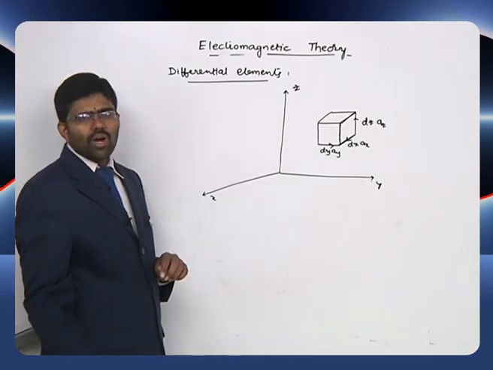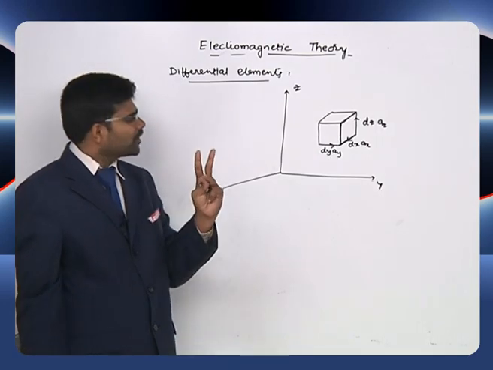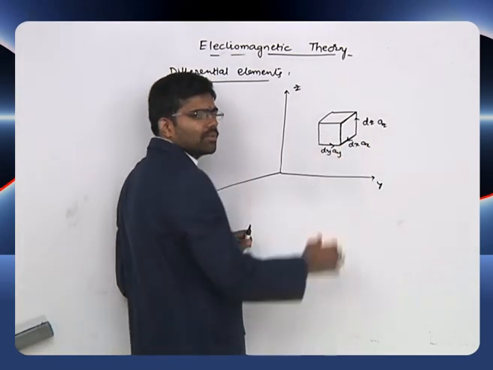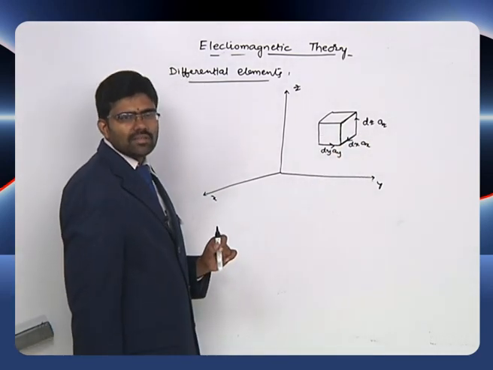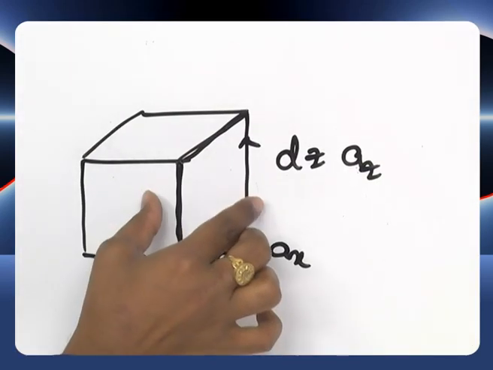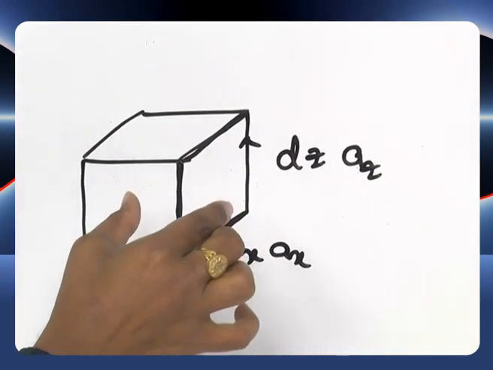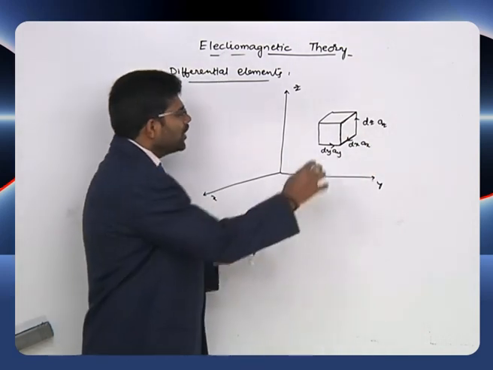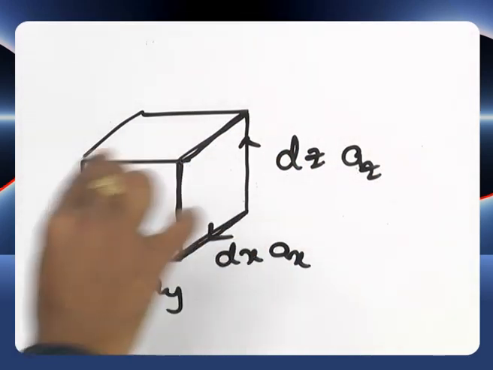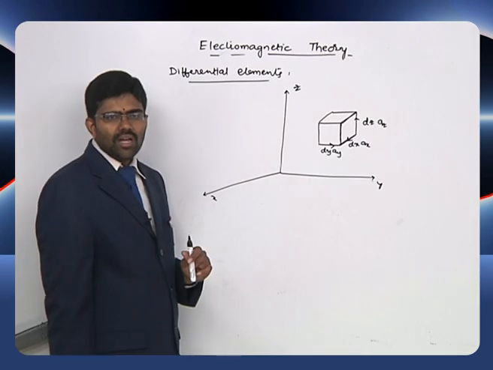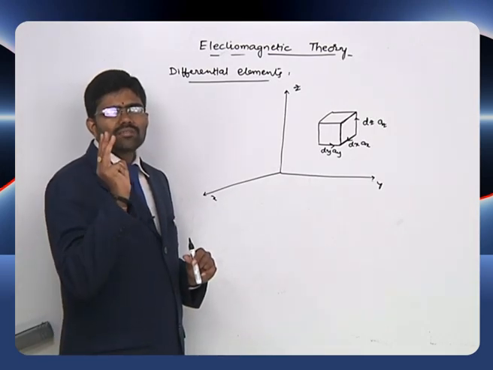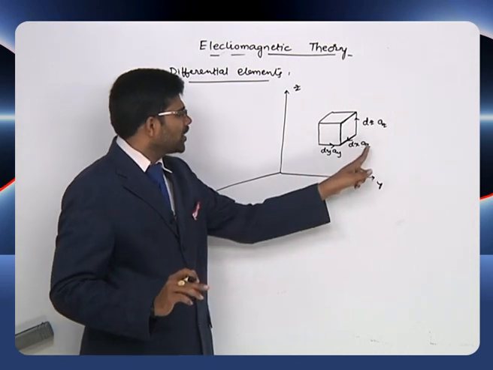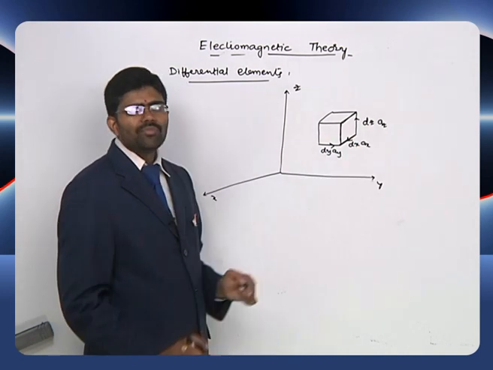So here clearly we have three differential lengths for that box. All the remaining ones are parallel and equal to the terms we discussed. This is dy ay and on the backside you have another that is also dy ay. dx ax, this is also dx ax, and dz az, this is dz az, this is dz az. So on the whole, three differential lengths exist in all the directions: dx ax, dy ay and dz az.